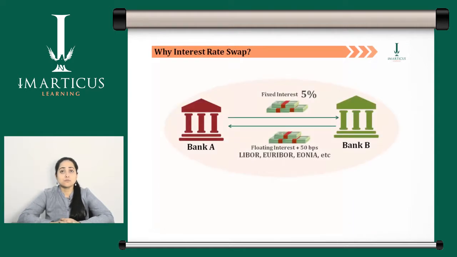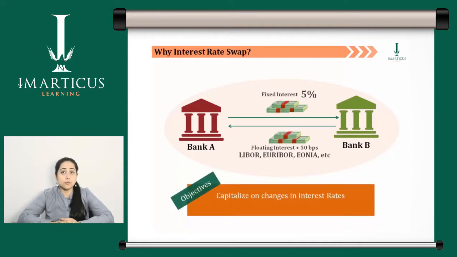For example, Bank A agrees to pay Bank B a fixed interest rate payment of 5% in exchange for floating rate interest payments of Libor plus 50 basis points on a predetermined notional amount. Libor is short for London Interbank Offer Rate, which is a benchmark rate for all borrowing and lending amongst banks in the London market. We will learn about Libor in much more detail in this very module. So investors typically use interest rate swaps to capitalize on changes in interest rates and to manage fixed or floating assets and liabilities.